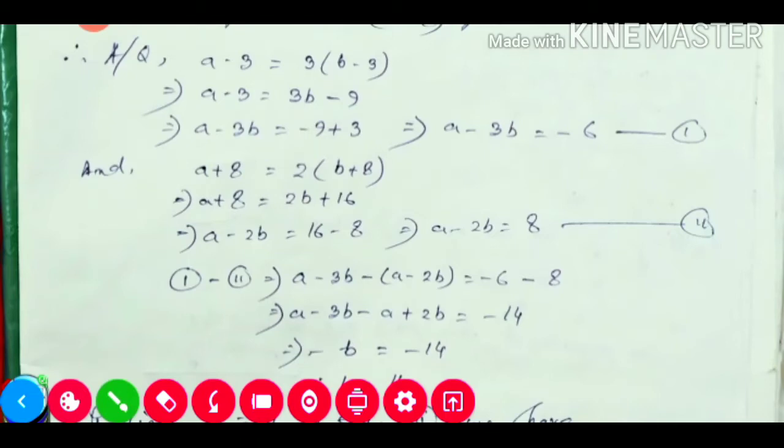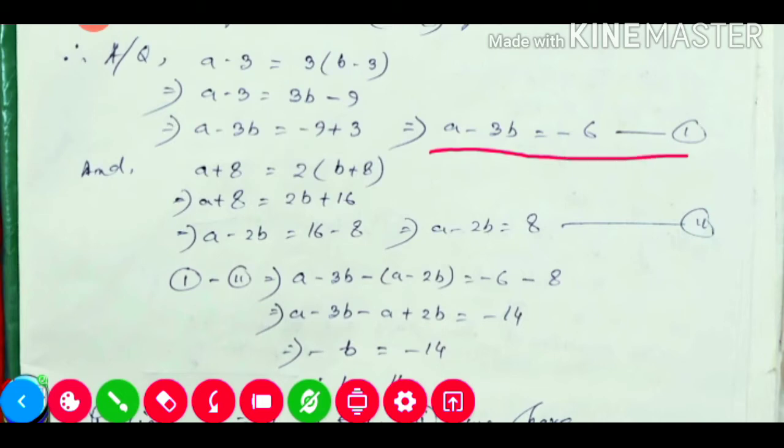So here we are multiplying this with 2. Now 2 into B is 2B, and 2 into 8 will be 16. Now this 2B will shift to the left hand side, so it will be minus 2B. And the 8 we are shifting to the right hand side, so it will be minus 8. So A minus 2B is equal to 16 minus 8, which is 8. So this will be equation number 2.